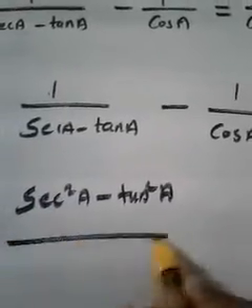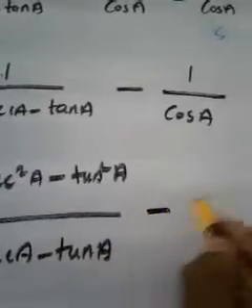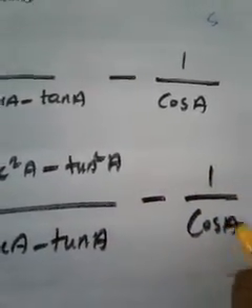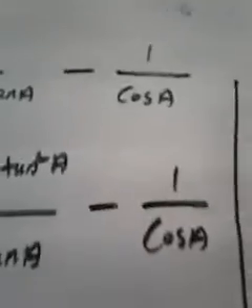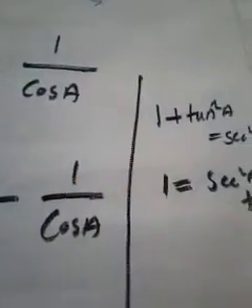Any problem? No. Divided by sec A minus tan A minus 1 by cos A as it is. So you can ask me, sir, why we are not replacing this other 1 as sec square A minus tan square A?